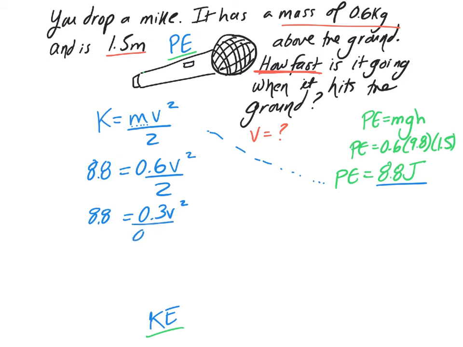So we're going to divide by 0.3, and we get 29.3 equals v squared. Now we got to take the square root of both sides. So we're going to take the square root, answer. And 5.4 meters per second.